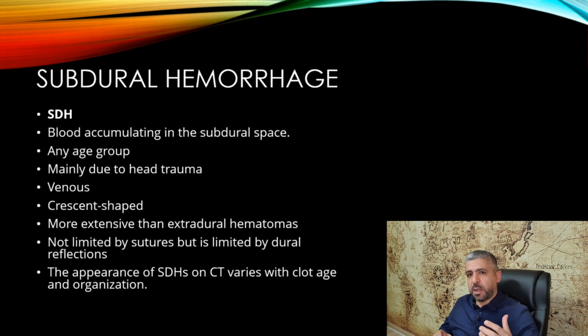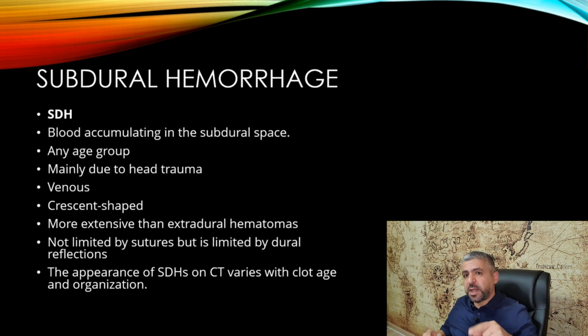Okay, so the blood will spread over the cerebral hemisphere. It will be crescent in shape, and it might affect any age group, but more commonly we see it in older age population. And since there is no resistance, not like epidural hematoma, in epidural hematoma the dura is attached to the bone. Here, there is no attachment, so there is no resistance. The hematoma will be extensive, will be large, okay?